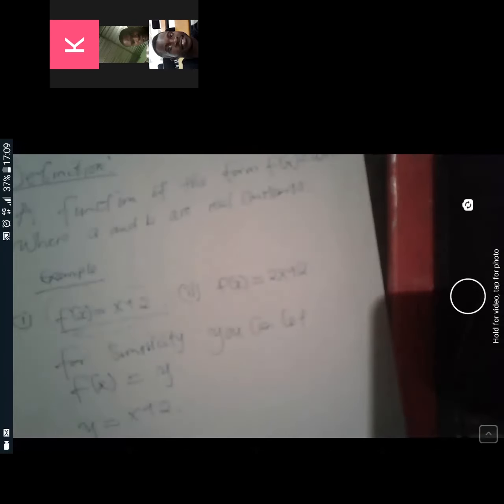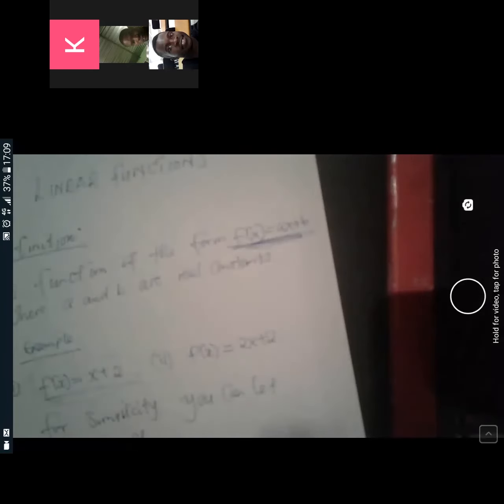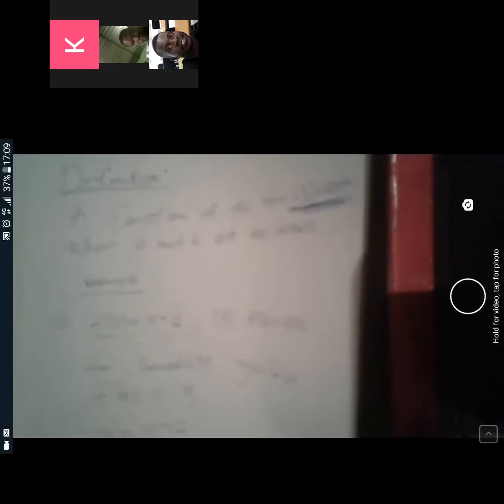So since we have found a linear function, which is this, that is a function. So we can look at the domain and range of a function.